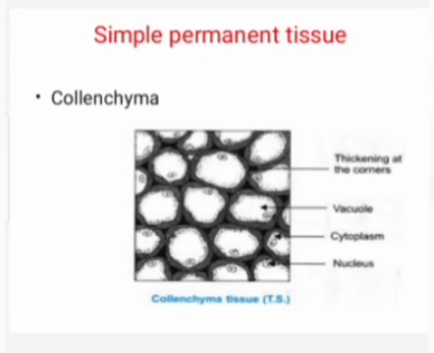Collenchyma cells. It is made of living cells. The cells are closely packed and thick-walled at the corners where the cells join. Students, observe the diagram.